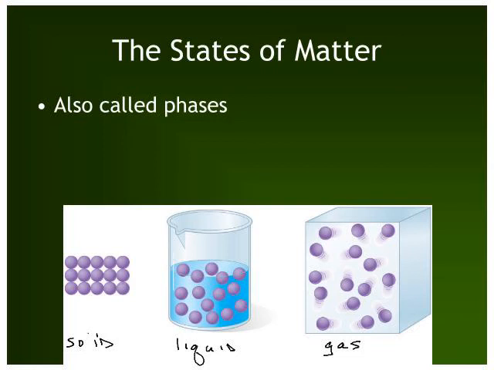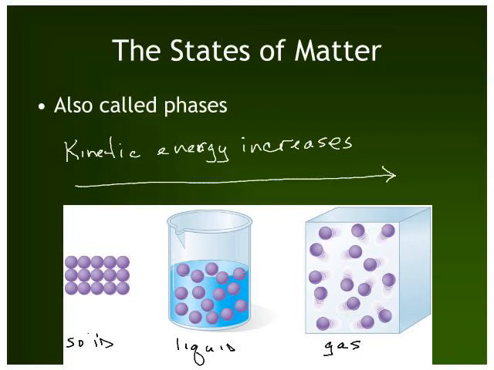And if you take a look at the diagram here, you've got these little purple balls, and with the solid, they're very neat and orderly, and they're not moving around. In the liquid phase, they're not as orderly, and you can see there's some movement on them. And in the gas phase, you have the most disorder of them all, and they really move around a lot more. And so what happens is as you move from solid to liquid to gas, your kinetic energy increases. Okay, so solids have the least amount of kinetic energy and gases have the most amount of kinetic energy.